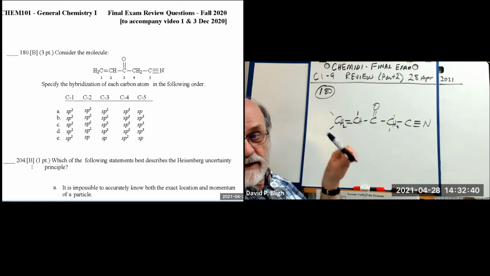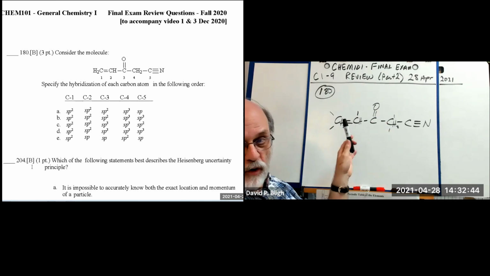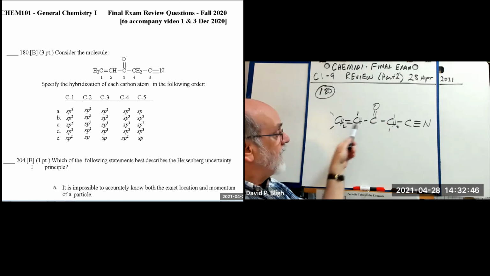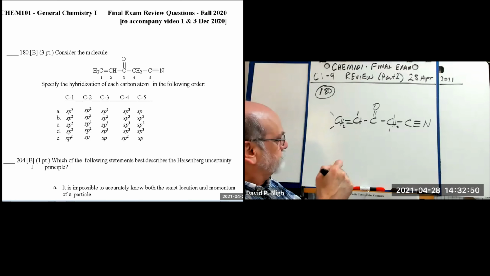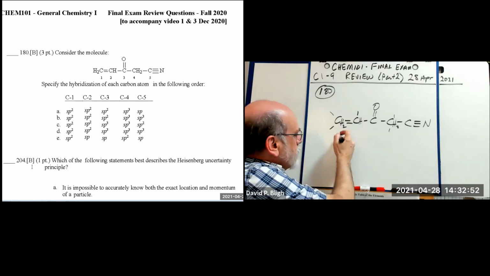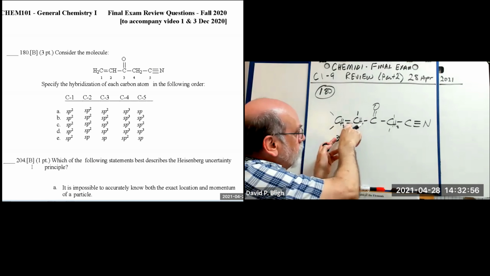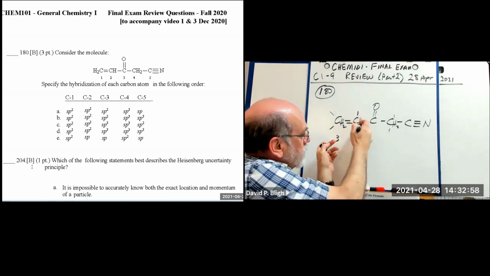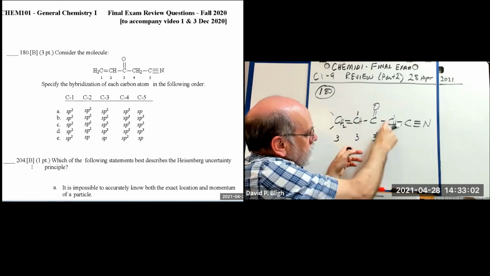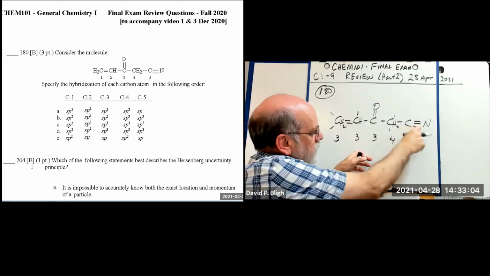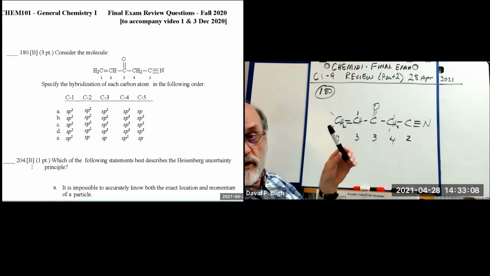All right. So how many groups do we have around this one? 1, 2, 3. There are no lone pairs. If you see 4 bonds, then there's no lone pair around carbon. So this one has 3 groups. I'm just going to mark off the groups first. This one has 3, 1, 2, 3 here, 1, 2, 3 there, 4 there, and 2 here. So those are the number of electron groups.